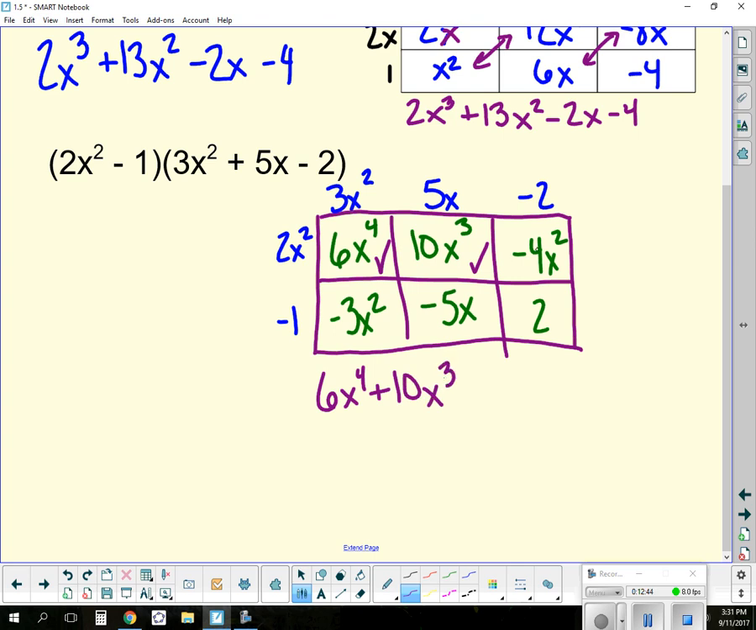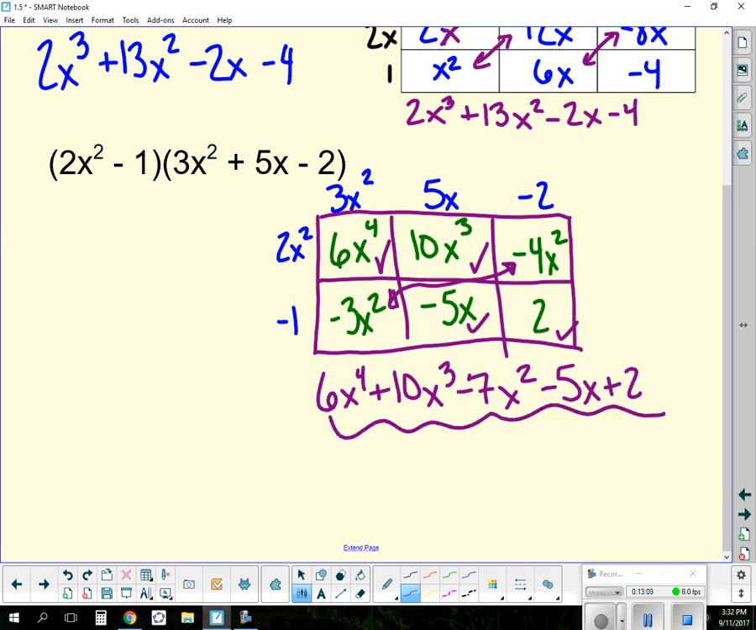However, I do have some x squareds that get grouped together, but they're this far apart. No big deal. There's nothing saying that they have to be right next to each other. Negative 4x squared minus 3x squared is negative 7x squared. Negative 5x is all by itself, and plus 2 is all by itself. And there you go. There's your answer. You are all set. Do not try to combine any of these that are left. They are not like terms. That whole long expression is your answer. There are 5 terms in it.